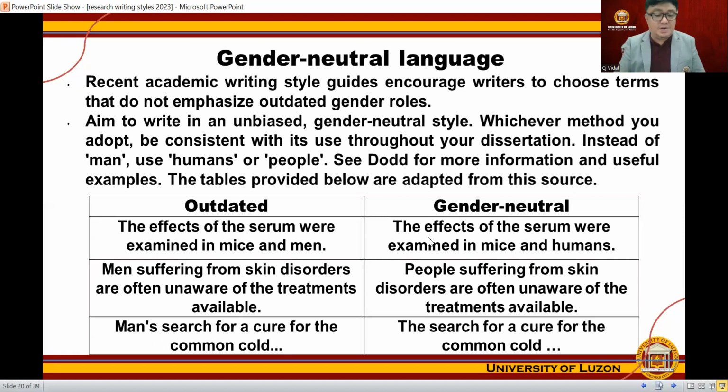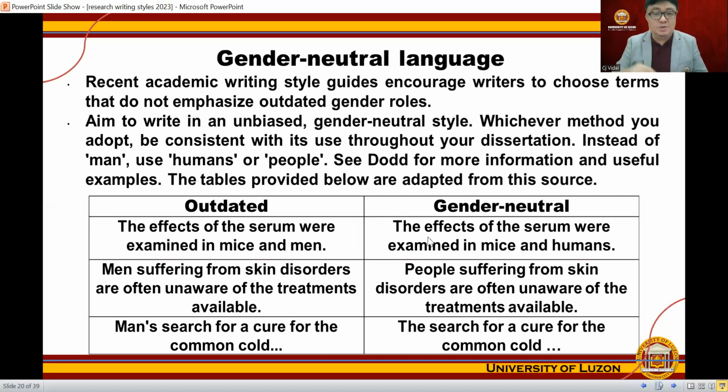So recent academic writing guides encourage writers to choose terms that do not emphasize outdated gender roles. So we aim to write in an unbiased, gender neutral style. Whichever method you adopt, be consistent with its use throughout your report.